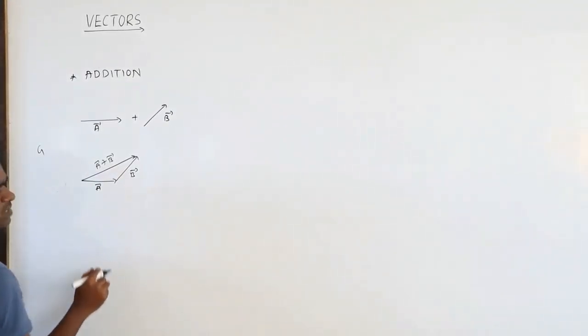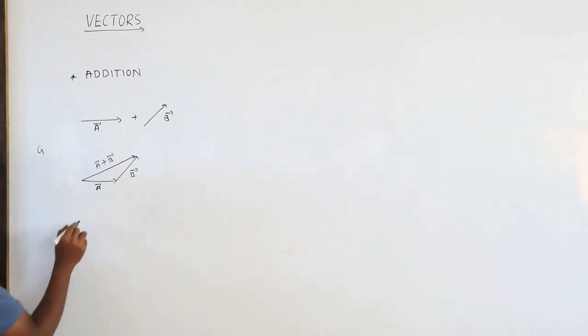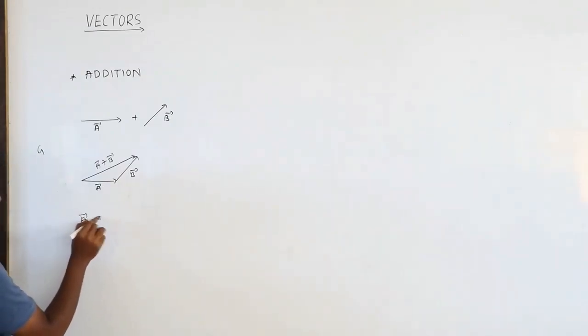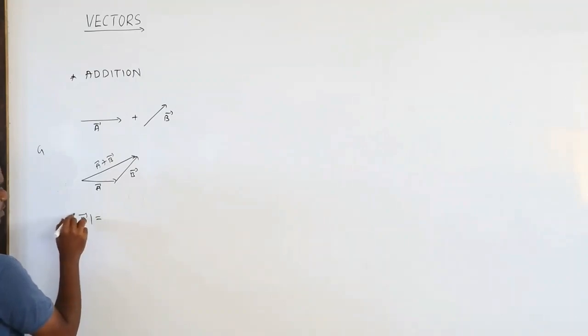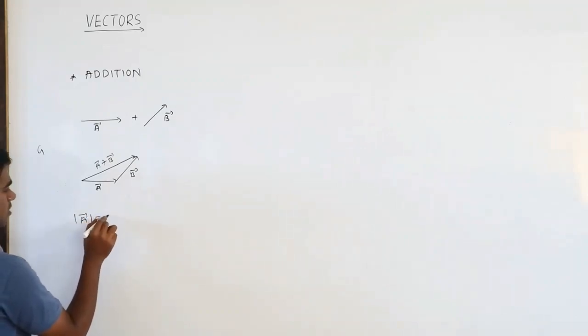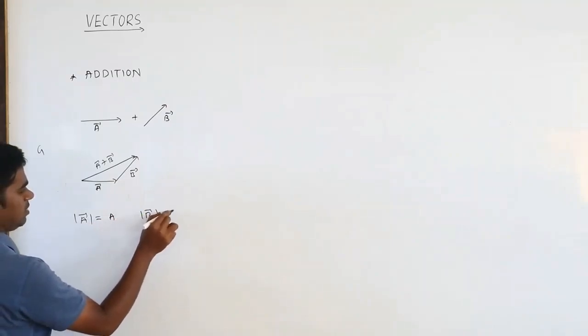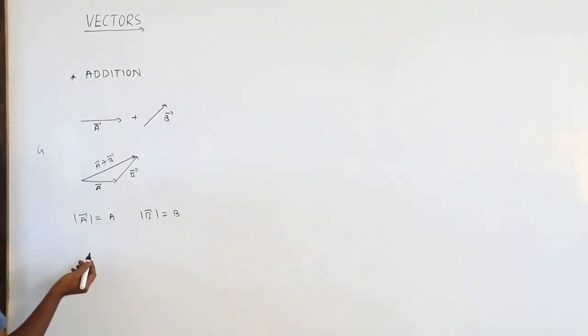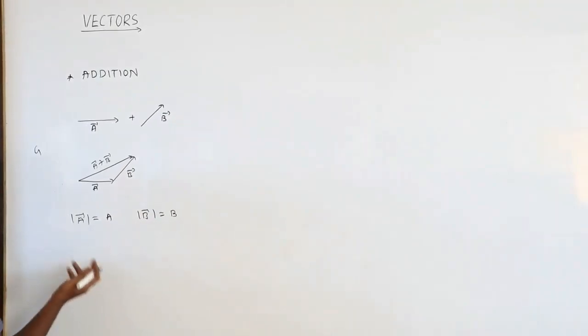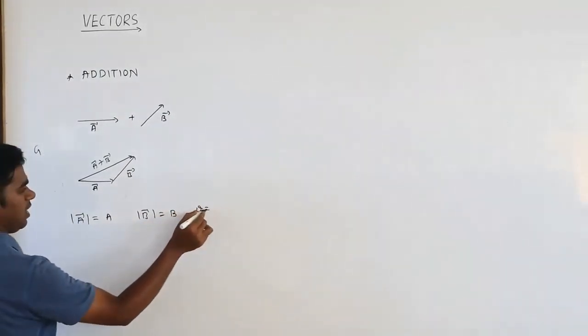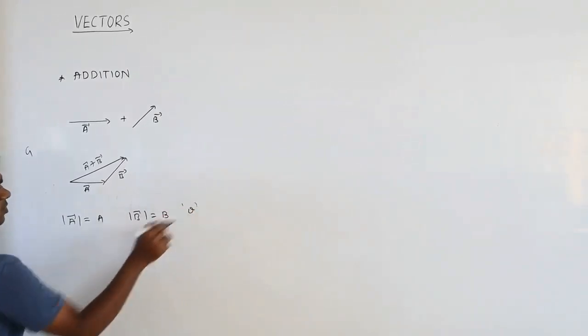And one more method you have studied, that is the analytic method. So when vector A is given, the magnitude of vector A is say some 10 or some A. The magnitude of vector B, say it is some B. So if they ask you to add vector A and B, they will give the angle between them. Say the angle is, you can take it as theta.